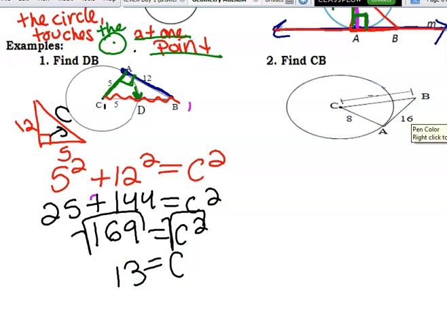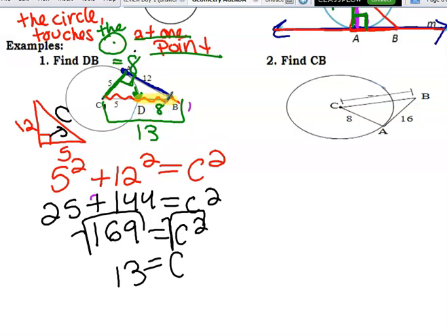All right, so this whole section is 13. 13 minus 5, because I want to find out what just this little chunk is, which is 8, because 13 minus 5 equals 8. So this little guy right here is 8.